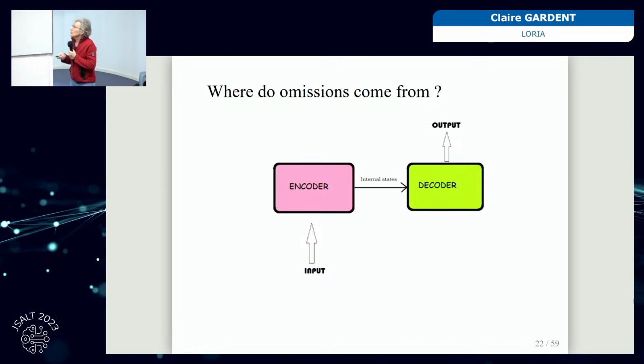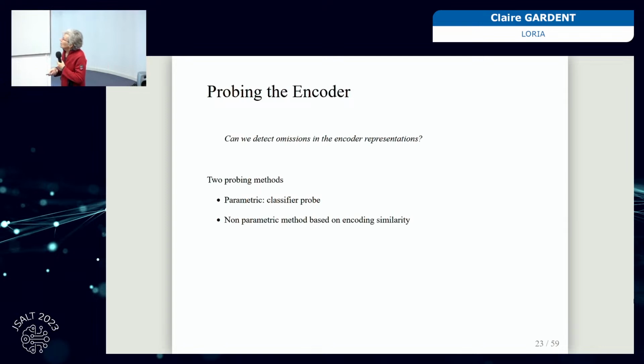Our hypothesis was that the embeddings of graphs that contain omissions, so the embedding of the entities that are omitted, had a weak signal. And so we wanted to test this hypothesis by probing the encoder. So we use two methods for probing the encoder. The first one is a standard parametric classifying probe. And the other one is a non-parametric method, which is based on the similarity of the graph encodings.